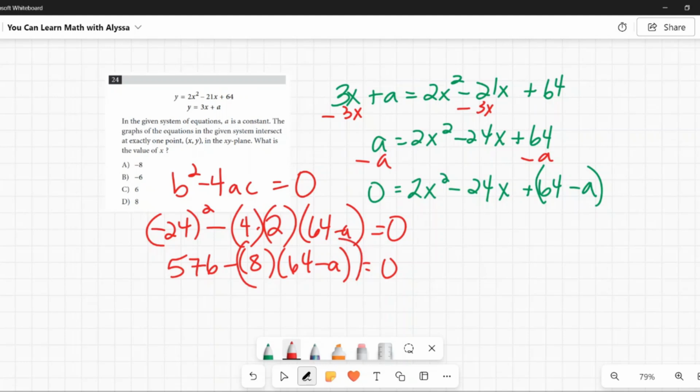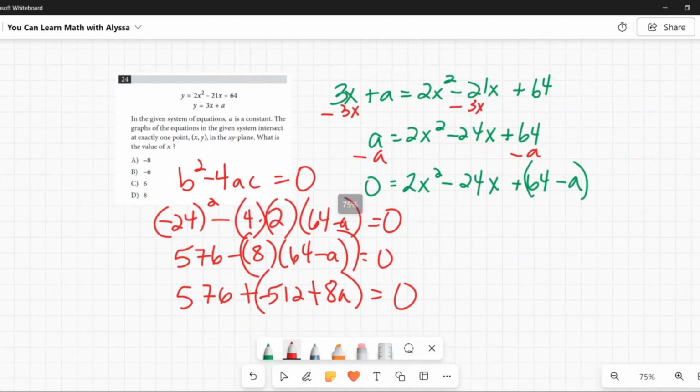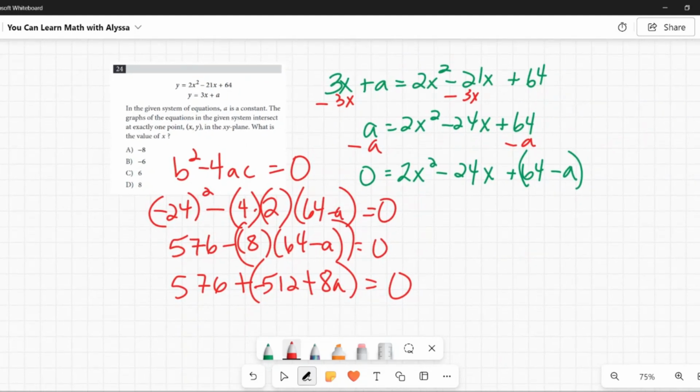I'm putting all of this in here. So it's 576 minus, in parentheses, 8 times 64 is 512, and then 8 times negative a is negative 8a. And then because it's minus all of this, I'm going to change this plus to a minus and that to a plus. I think this is so easy to mess up at this point with all those minuses, and I just think it's more trouble than it's worth. I digress. 576 plus a negative 512 is going to be, what was it again, 64? And then we just have that 8a.